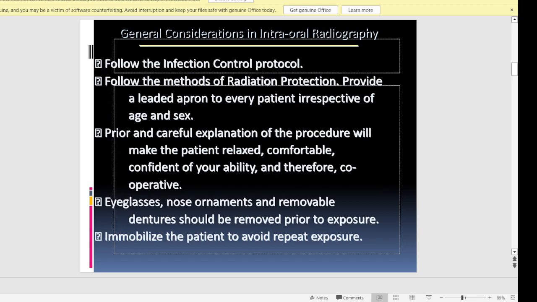General considerations in intraoral radiography, where the film is placed inside the mouth of the patient, are that we follow the infection control protocol. We follow the methods of radiation protection, in which we provide a leaded apron to every patient irrespective of age and sex. Prior and careful explanation of the procedure will make the patient relaxed, comfortable, confident of your ability, and therefore cooperative with us. Eyeglasses, nose ornaments, and removable dentures should be removed prior to exposure, and we should also immobilize the patient to avoid repeated exposure.